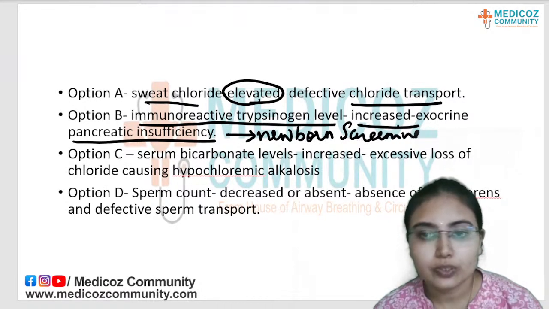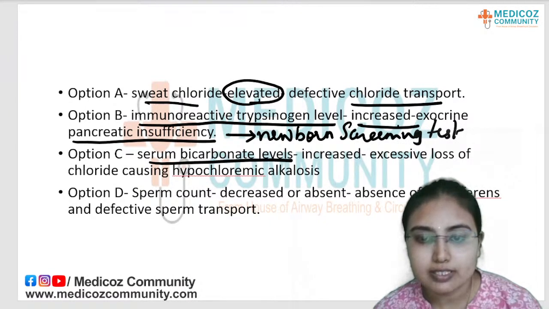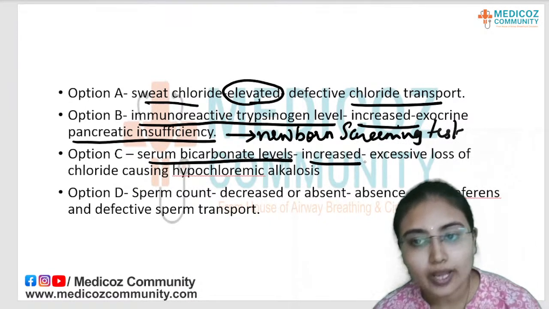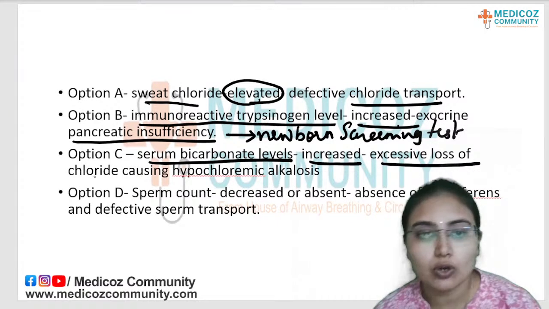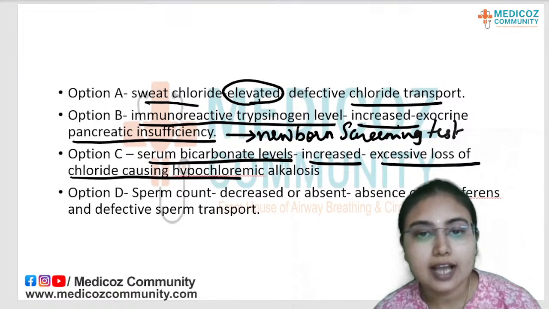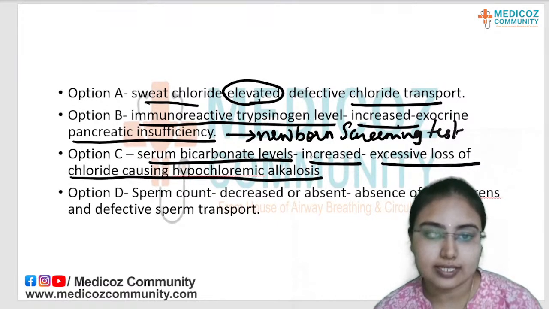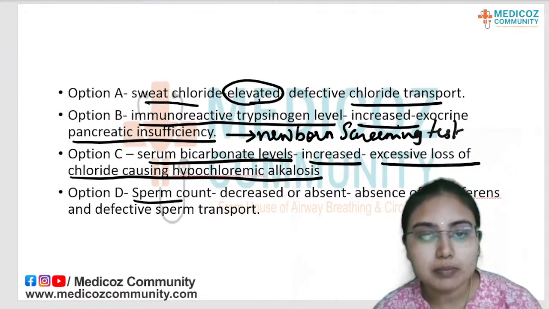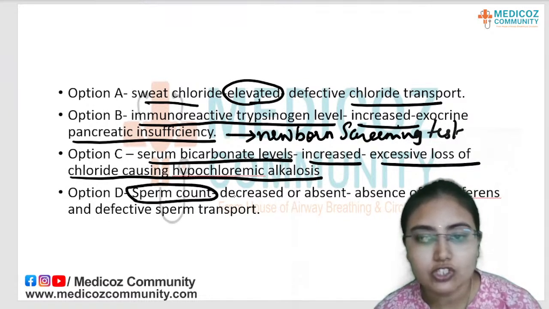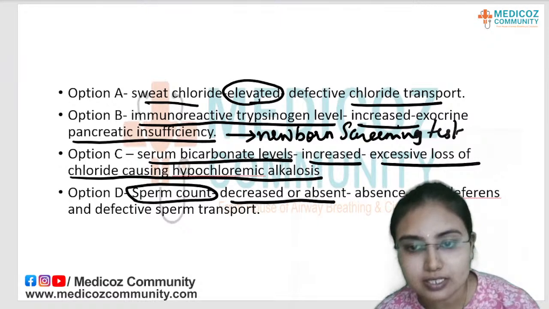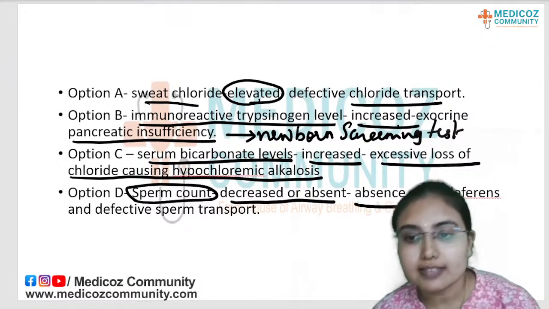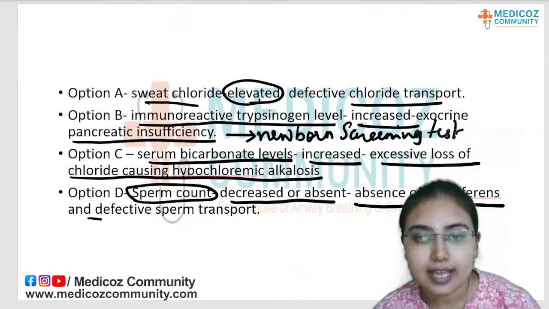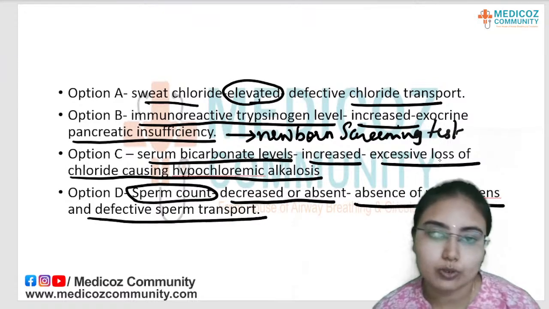Next is serum bicarbonate levels. This is also increased. Why? Because there is excessive loss of chloride causing hypochloremic alkalosis. Option D, sperm count, is the only one which is decreased or absent. Why? Because there is absence of vas deferens and defective sperm transport.